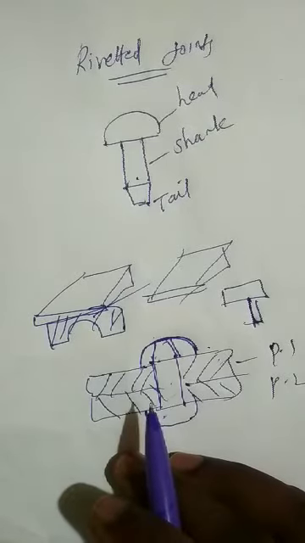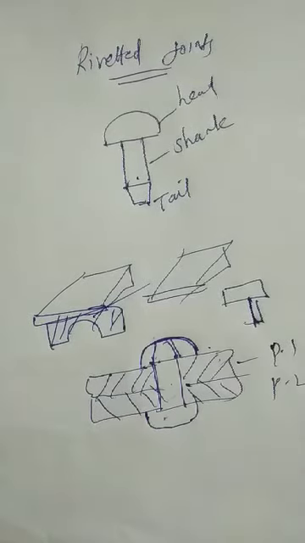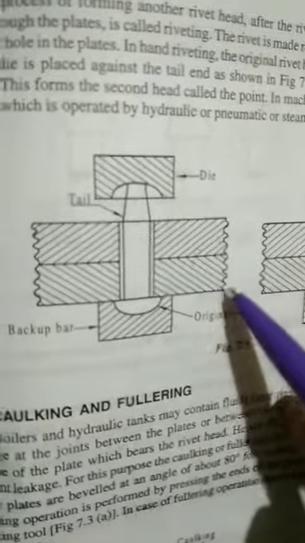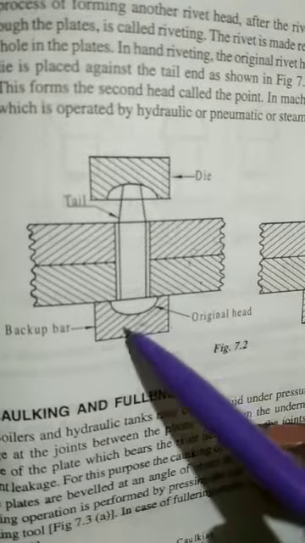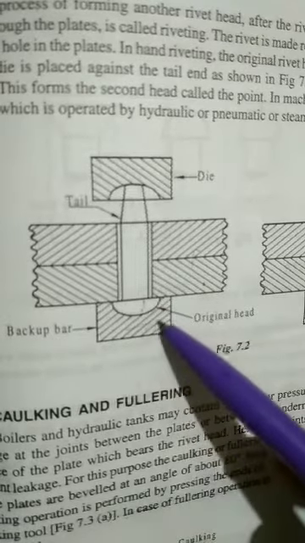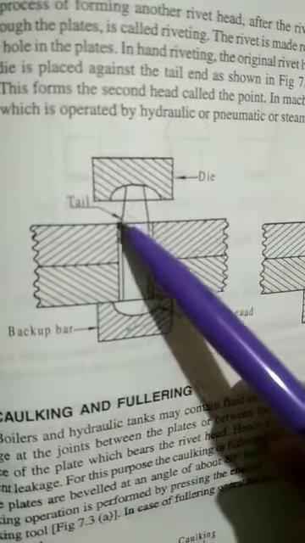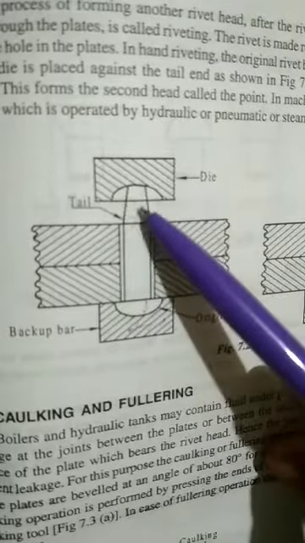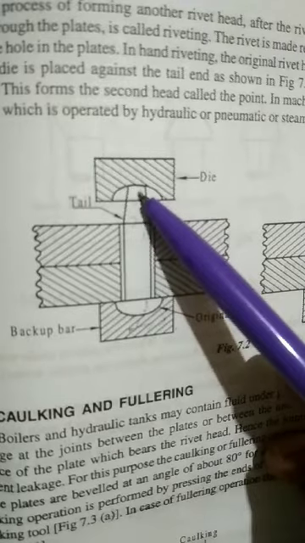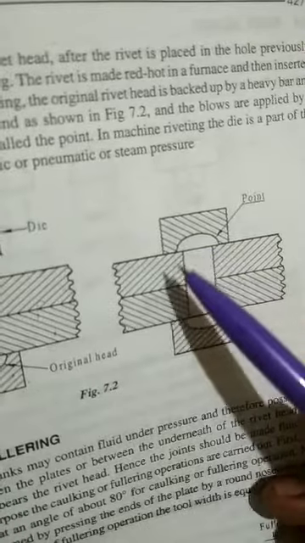Let us see different types of riveting. Here you can see plates 1 and 2. One rivet is inserted here. The back bar is for supporting the head. From the tail part, by using a die or hammer, we strike on the tail, and it gets shaped like this. This is the way of doing the riveting.